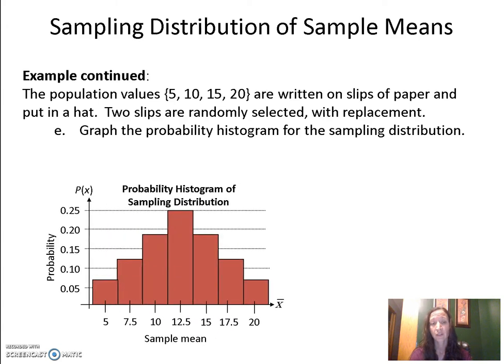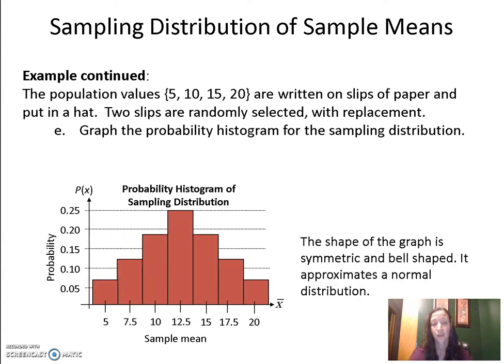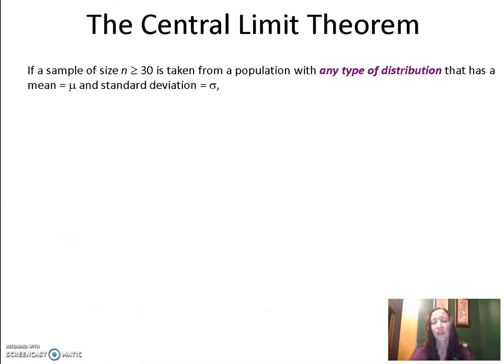And so when you graph the histogram of the sample means from the two draws of the slips of paper out of the urn, you can see it is a symmetric bell-shaped distribution when you smooth it out. So the central limit theorem has two major parts.